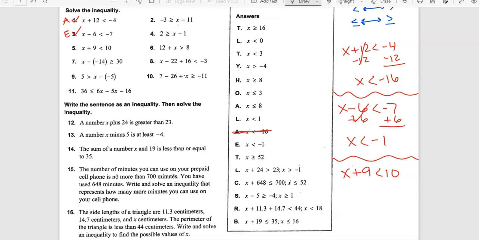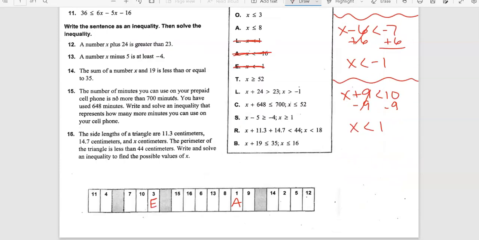All right, what'd you get? L. Yeah, so we subtract 9 over. The sign does not flip. X is less than 1. That is L. So all of my 5s. Where's 5? There it is. L. Good.